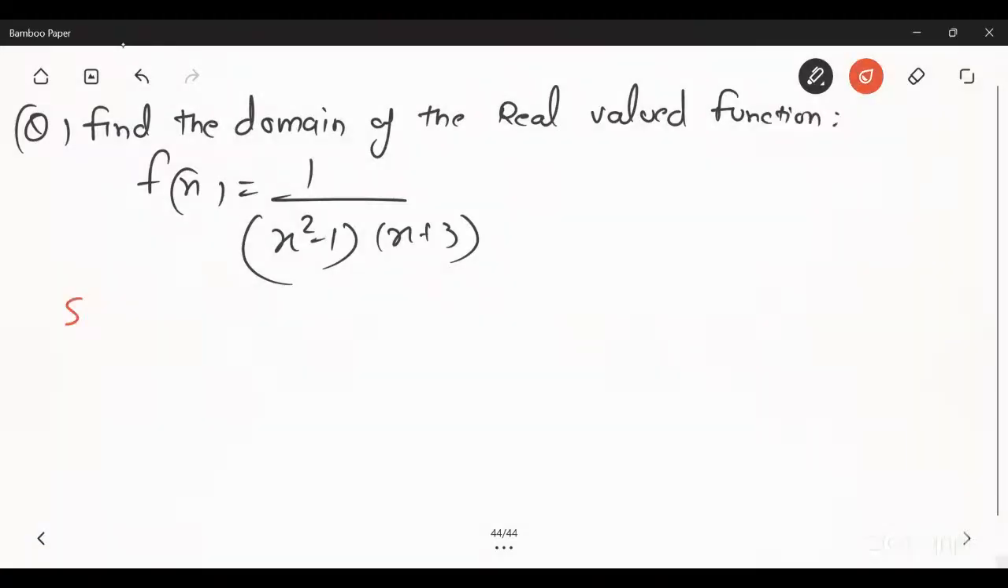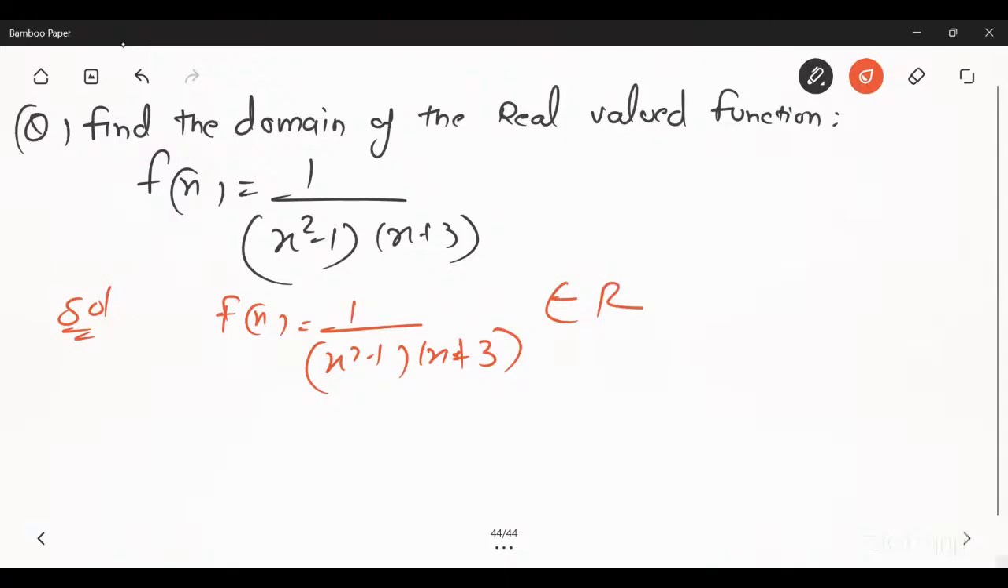So what is the solution? f(x) is equal to 1 upon (x square minus 1)(x plus 3). That is a real valued function. Real valued function means its values are real. It does not contain any imaginary number or any infinite or minus infinite number. So if it is not infinite, the denominator will not be equal to 0. So (x square minus 1)(x plus 3) not equal to 0 will be the condition for it to be a real valued function.